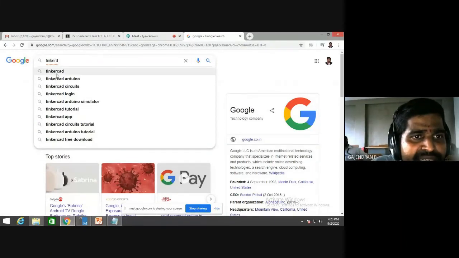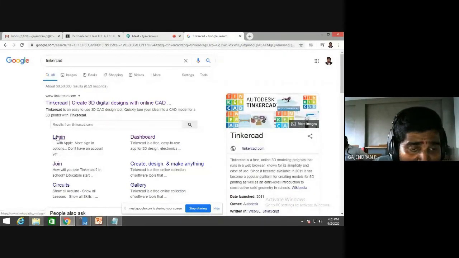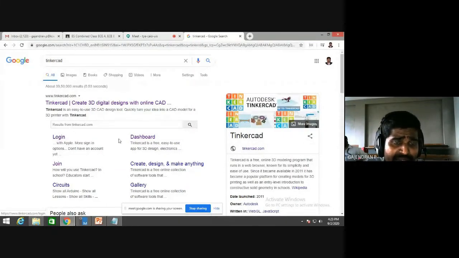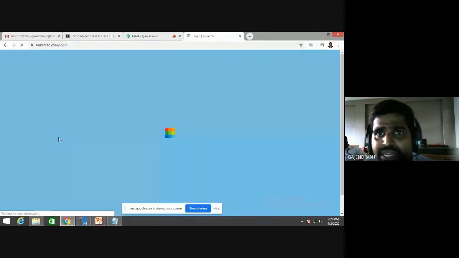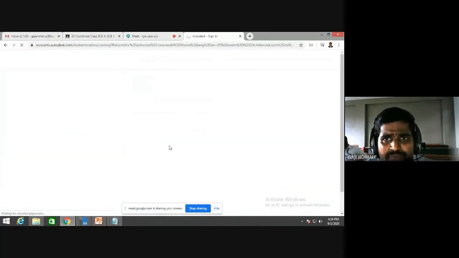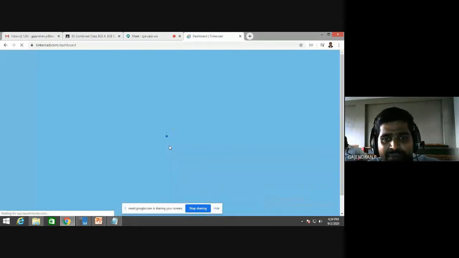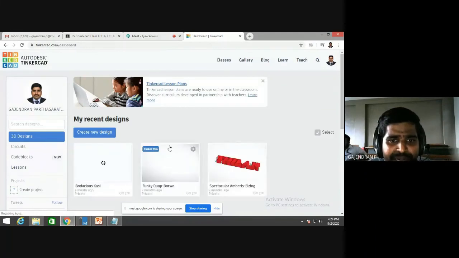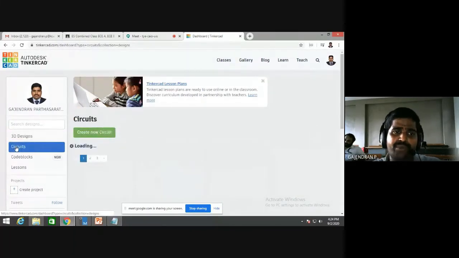Simply type Tinkercad here. Since I have a login, I can use the login here. The procedure to create a login, I will teach you in the next class. Go to login. Students, for you, we will give you the class login, and you can use that same login. So this is my login page. As I told you already, this is my 3D design, and this is my circuits.